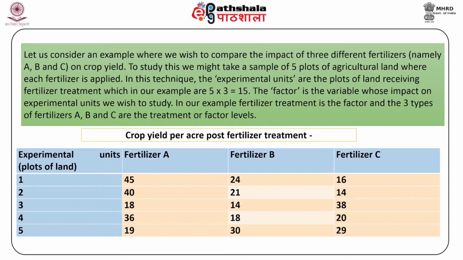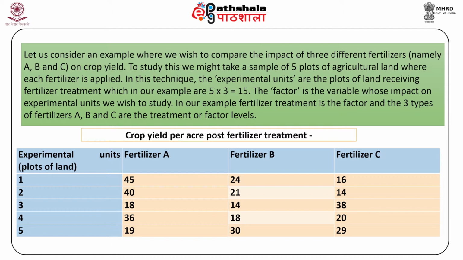In this technique, the experimental units are the plots of land receiving fertilizer treatment, which in our example are 5 into 3, equal to 15. The factor is the variable whose impact on experimental units we wish to study. In our example, fertilizer treatment is the factor, and the 3 types of fertilizers A, B and C are the treatments or factor levels.